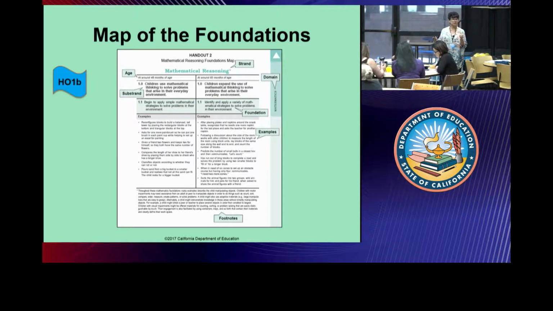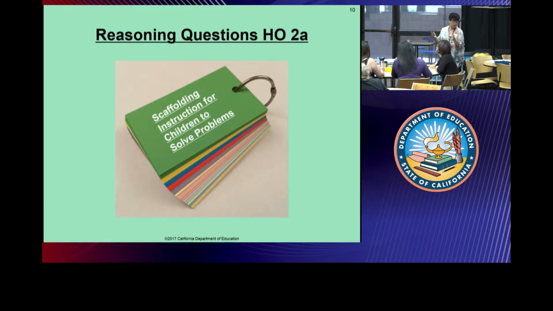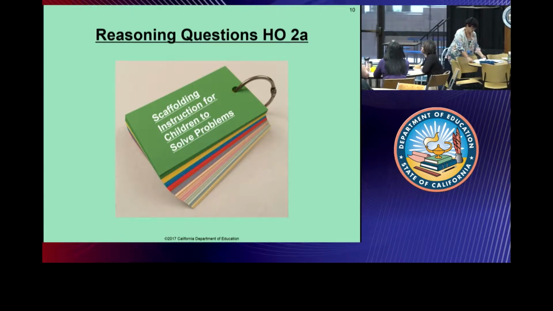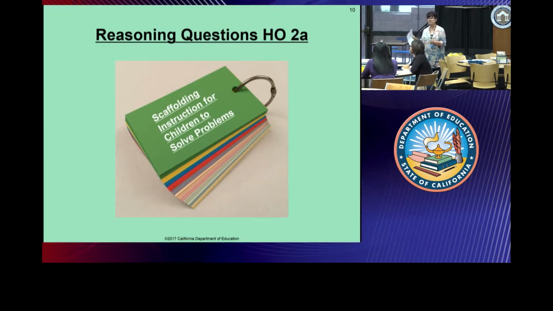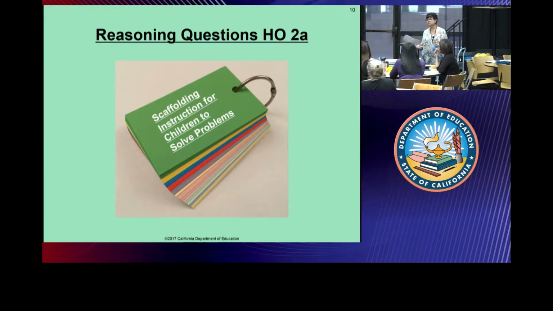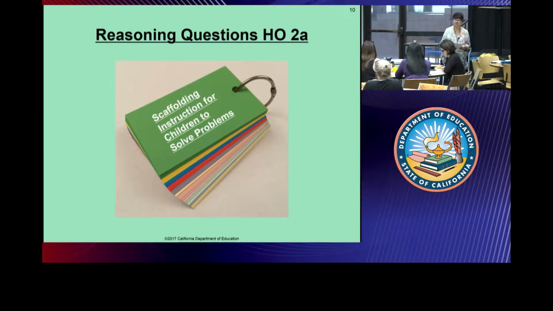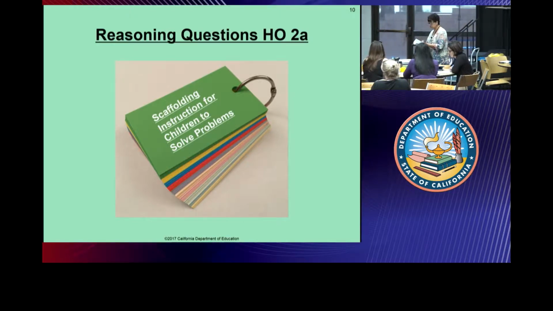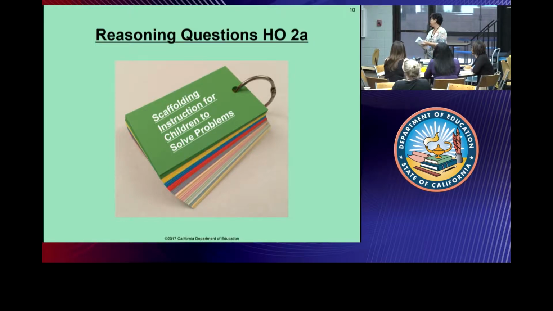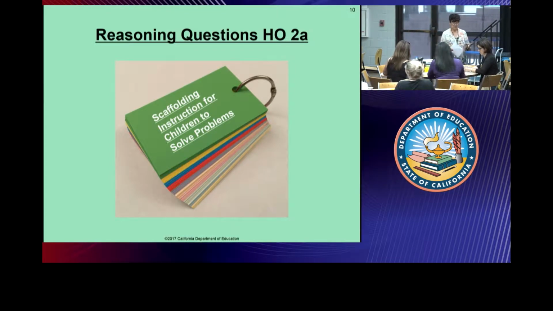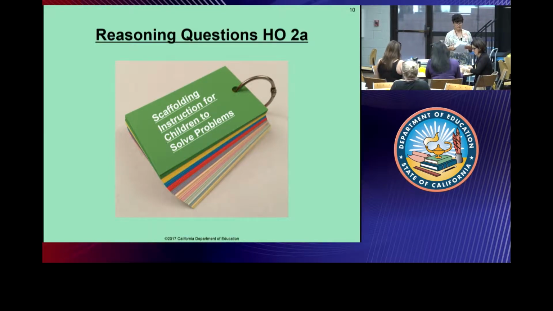So just a quick taste on the foundations. I know that when you have more time, you'll go more in depth into it. One of the things that is really important for us to get to know the foundations is because it tells us what they're able to do, but more importantly, how can we support them? So how can we support our little ones with their mathematical reasoning? I want you to take out your handout 2A.